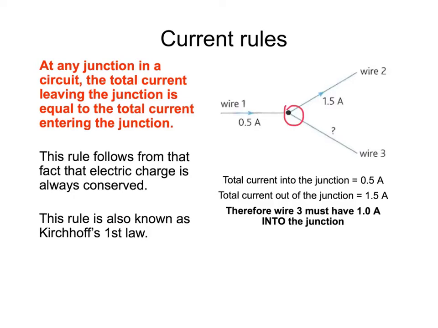Looking at this diagram here, we've got 0.5 amps going in and 1.5 amps going out. What must be happening here? Well, you've got more current going out than you've got going in, so this must be 1 amp going into the junction. This rule follows from the fact that electric charge is always conserved, and you might want to have a read about that in your textbook.